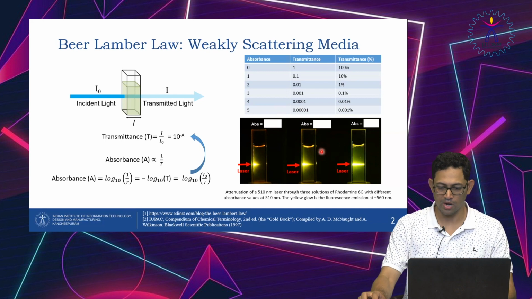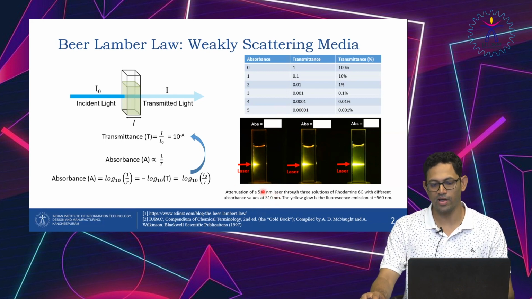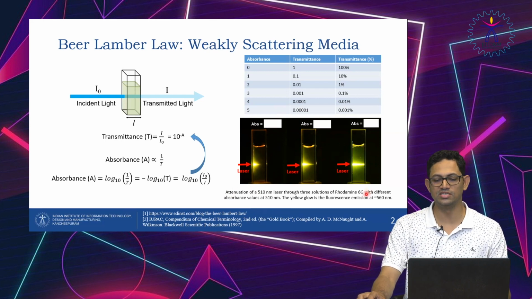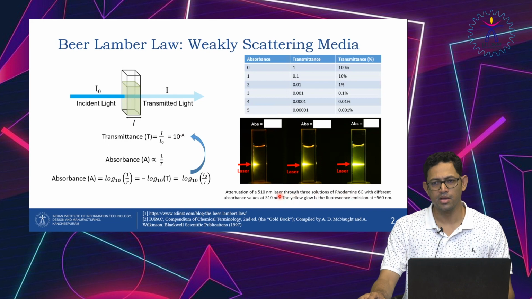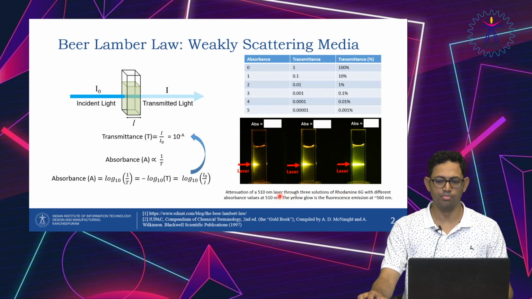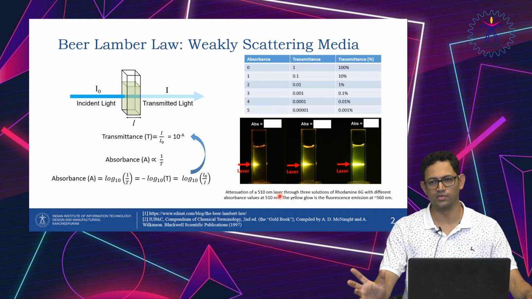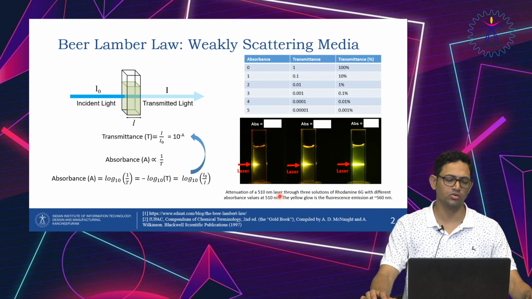So what I am doing is shining a laser of 510 nanometers and passing it through a solution which has different concentrations of rhodamine 6G. Rhodamine 6G is a fluorescent dye. So for example, I am shining a laser of 510, and what I'm going to get is a red light of around 620, for example. So it's going to be a different wavelength.